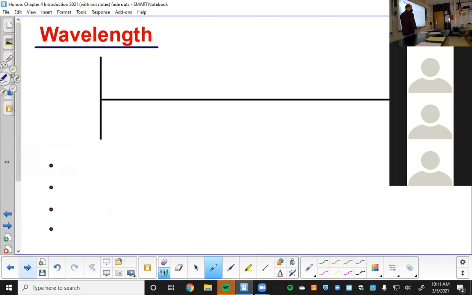First thing I have to try to do is draw a wave. I self-scored myself at a 7 on my last wave that I drew. Let's see if I can get it to 8.